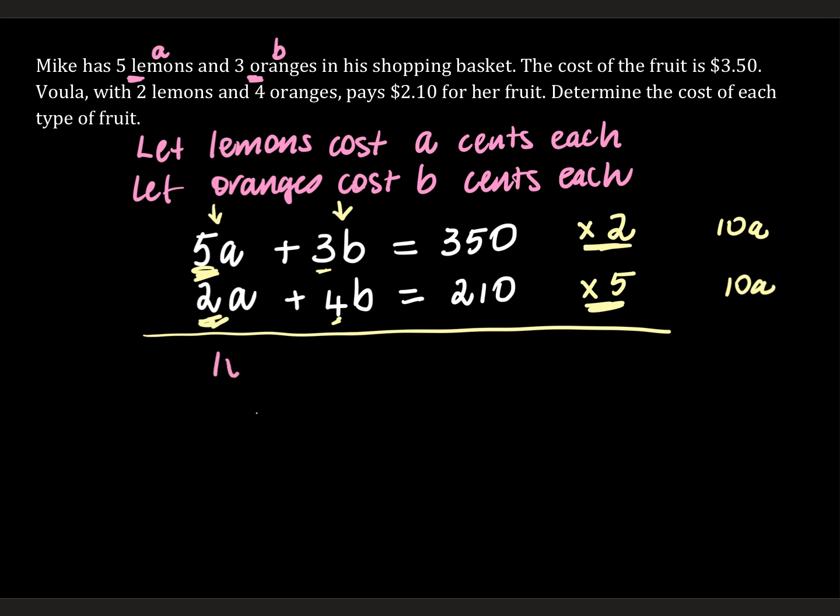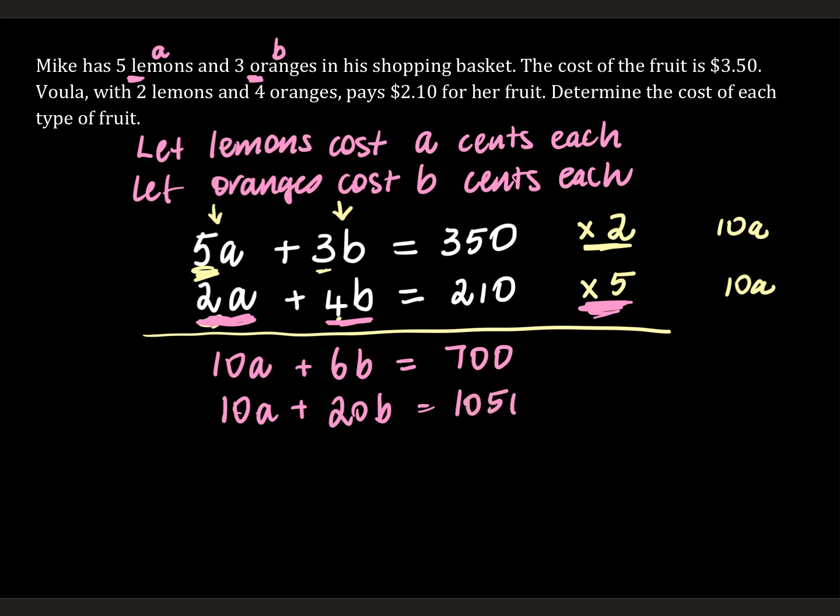5A times 2, 10A. 3B times 2, 6B. 350 times 2, 700. Next one, 2A times 5, 10A. 4B times 5, 20B, 210 times 5, 1050. Now I've got the same number of A's for each. So I'm going to subtract first equation minus the second equation. 10A minus 10A, no A's. All my A's are gone.